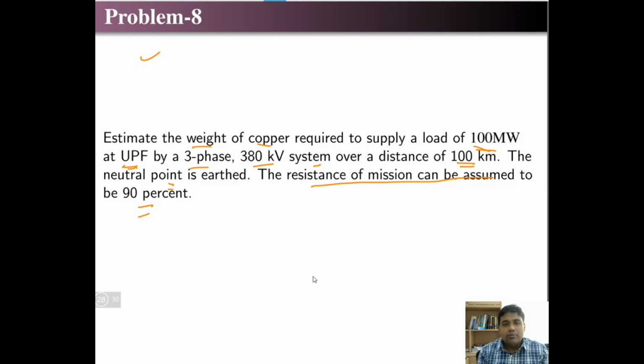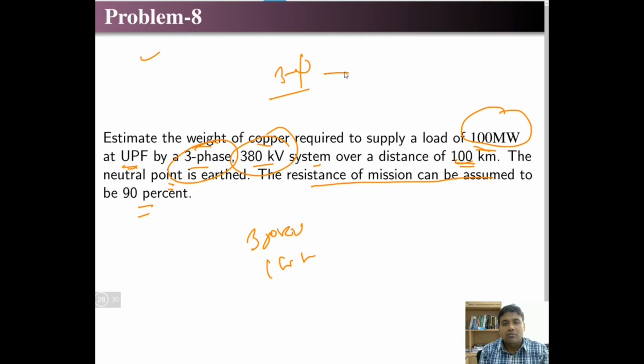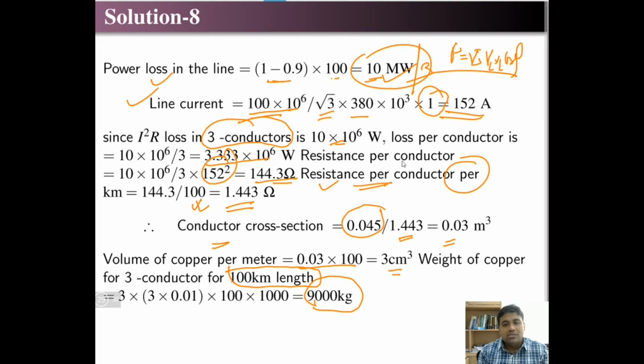So in this particular problem you have a 380 kV system which is 100 kilometer long, and you have to supply a power of 100 megawatt by a three-phase system. Whenever you have a three-phase system, you have to convert into the corresponding single-phase system by dividing by 3. So there you can find out how much weight of copper you have to use. It is coming to be 9000 kg.